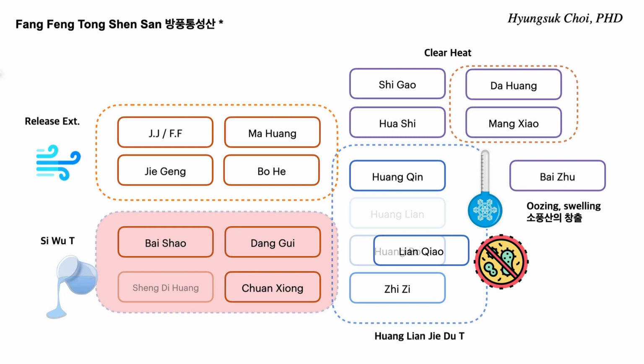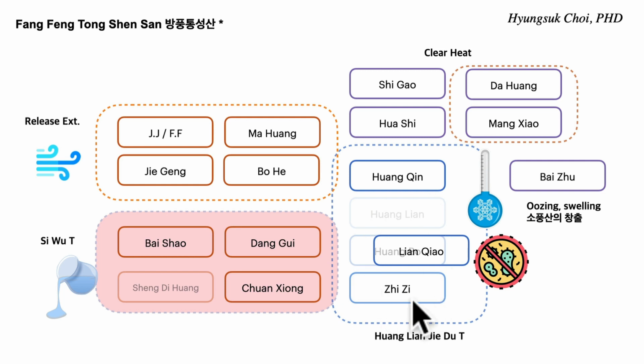First, let's take a look at Fang Feng Tong Shen San. Fang Feng Tong Shen San is composed of three parts. First, releasing exterior part, second, clearing heat part, and third, nourishing yin part. And actually, this nourishing part is a part of this clearing heat composition. By nourishing yin, we can clear heat more efficiently.